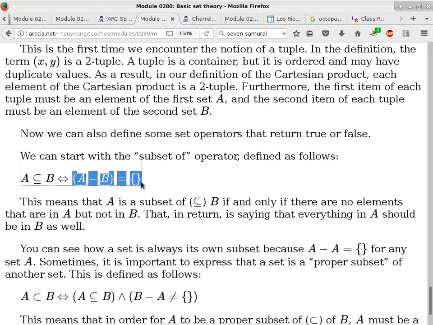So B can be more than just the elements of A, right? Yes, B can contain elements that are not found in A. That is correct. But A will still be considered a subset of B. If you have A that has {1, 2}, B can have {1, 2, 3}.